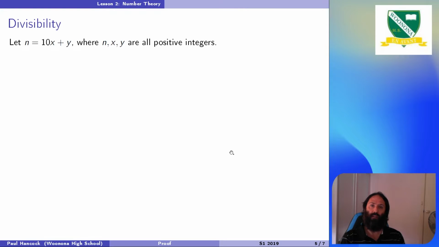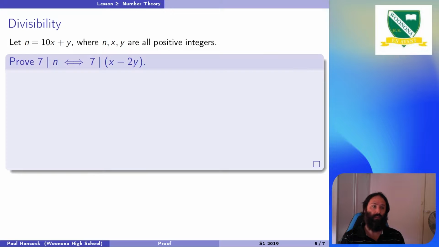Here's a more complicated example. And in fact, here we're going to prove an equivalence. We're going to prove that if 7 divides n, then that's equivalent to 7 dividing x minus 2y. And to do that, remember what equivalence means. It means there's an implication running in both directions. So we've got to prove both a statement and a converse here. Let's start with the original statement.